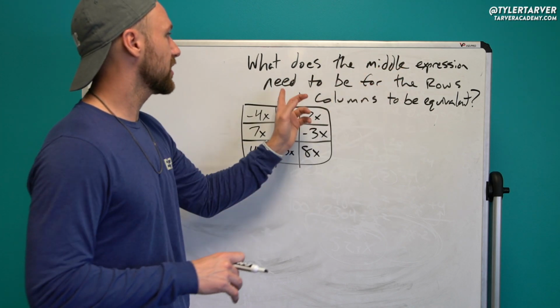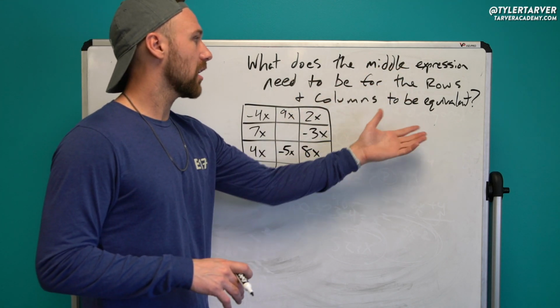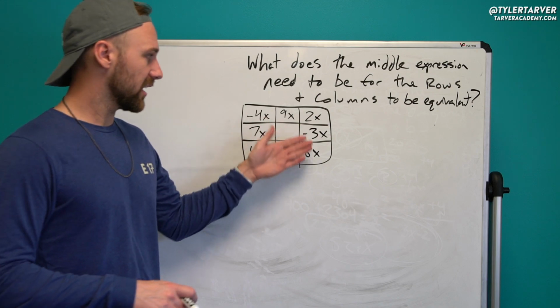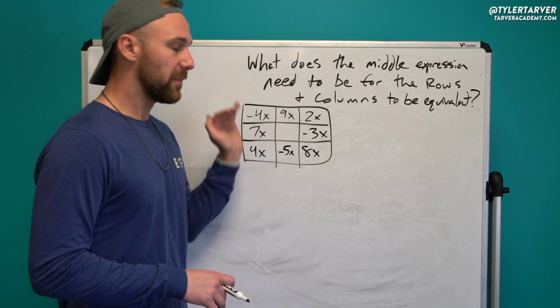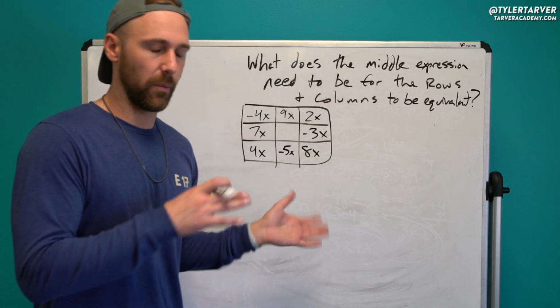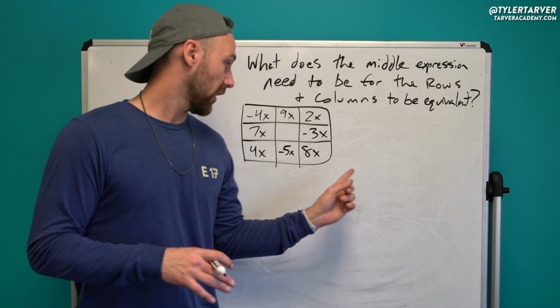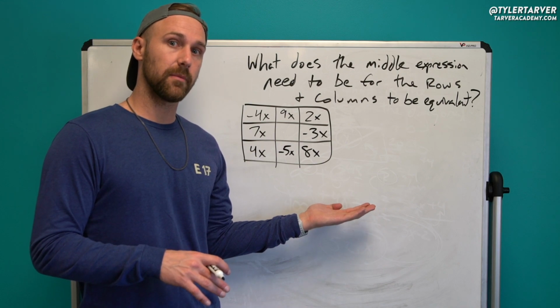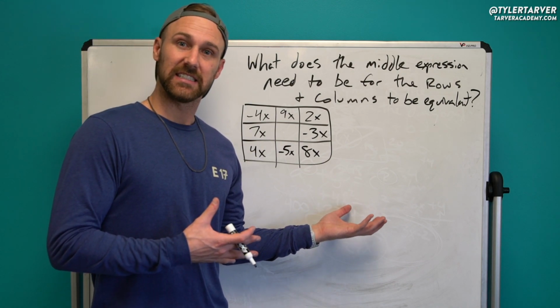What does the middle expression need to be for the rows and columns to be equivalent? So here it is. What does that need to be for them to be the exact same rows and columns in equivalency? I'm repeating it in a weird way, but go ahead and work this. Pause it, work the problem, and now you're back.